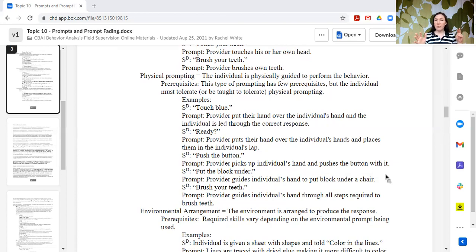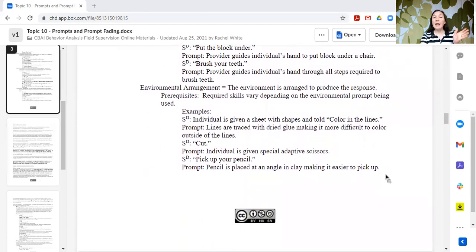There are variations to what we might call physical prompting, and we'll talk about that a little bit with the fading techniques, but basically it's some sort of guidance, some sort of physical contact to help the individual perform the skill. Another one that we look at as a common prompt that you might see is environmental arrangement. So this is where you are staging the environment to produce the correct response.